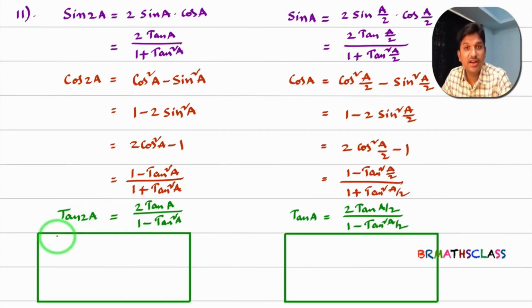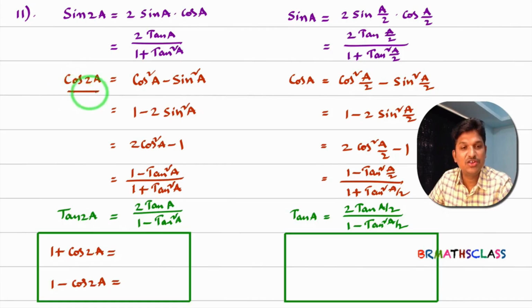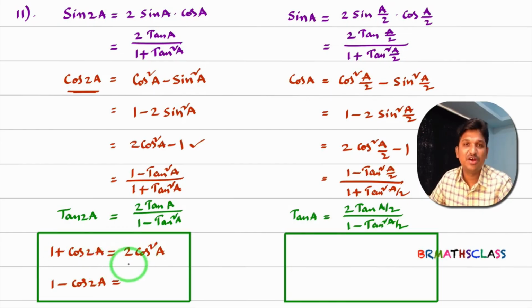Now I will write two formulas which we use very frequently. 1 plus cos 2a is 2 cos square a. You see this one, cos 2a equal to 2 cos square a minus 1. Take this minus to the left hand side, and it will become plus. Then you will get the 1 plus cos 2a formula: 2 cos square a. We use this formula like anything. Very frequently used, most important formula. 1 plus cos 2a is 2 cos square a. When plus is there, cos will come.